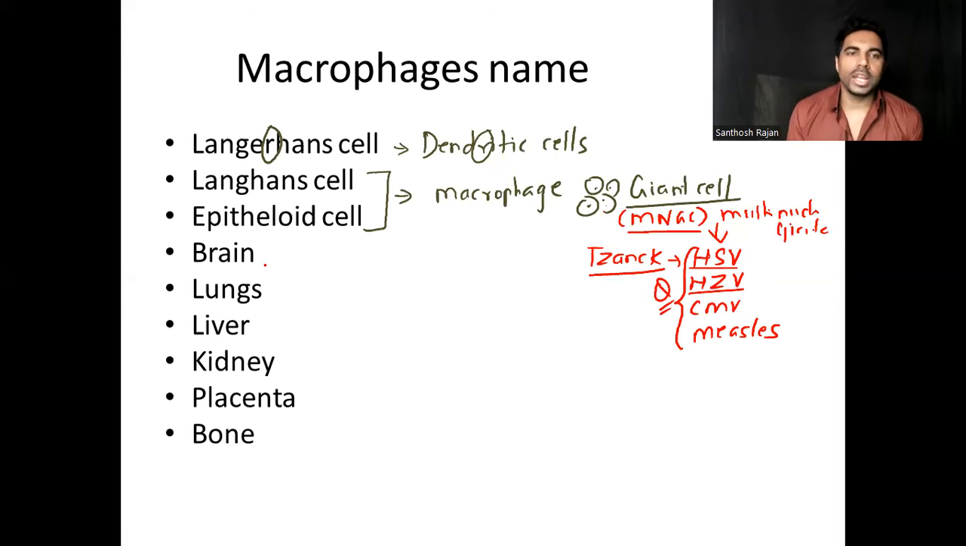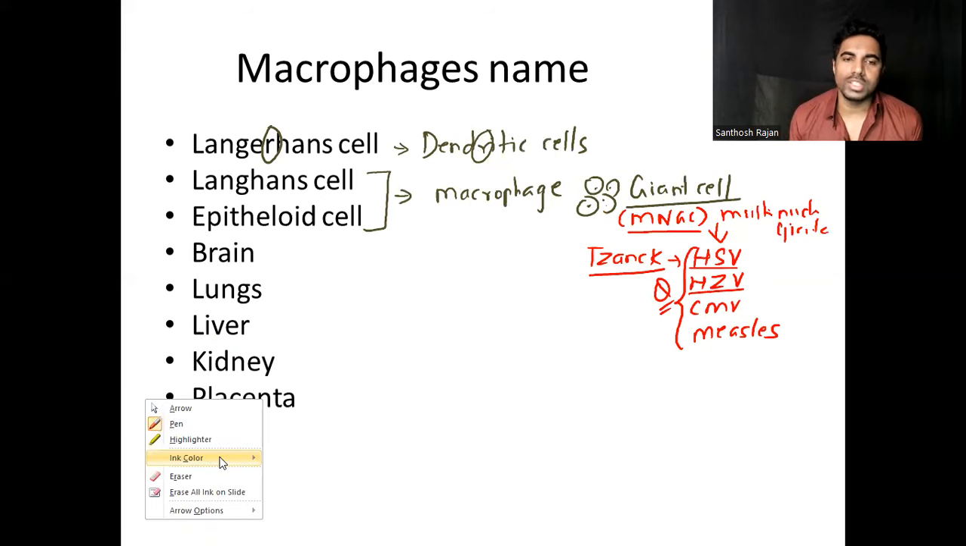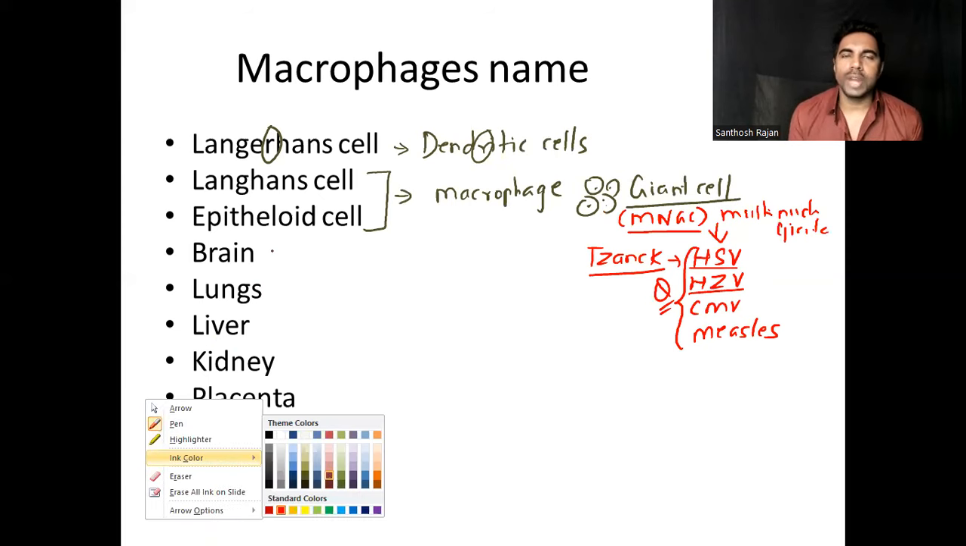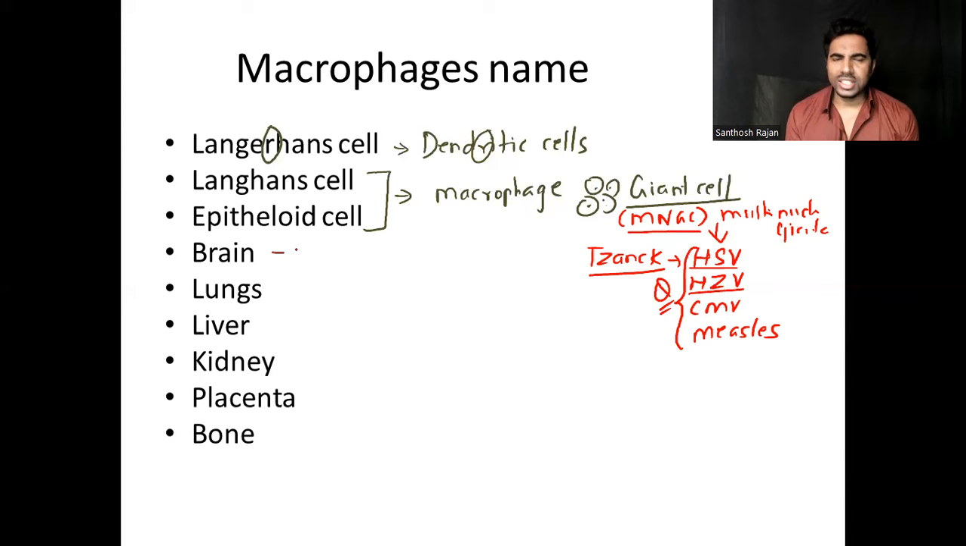Don't worry. So now, how to remember all the other names, sir? Yes, it's very, very easy. Don't worry. Brain, you know, these days what they do, they put a microchip on the brain. Brain mein kya dalta hai? Microchip dalta hai. So it's microglial cells. Remember like that: microglial cells.